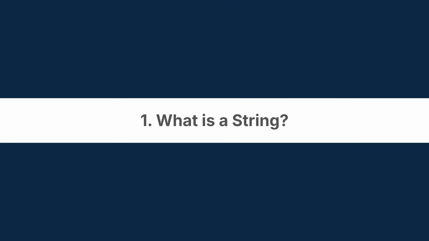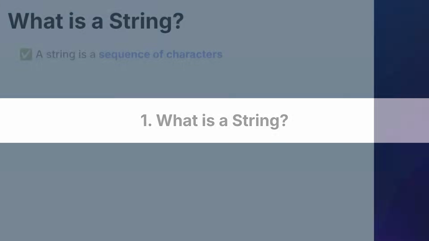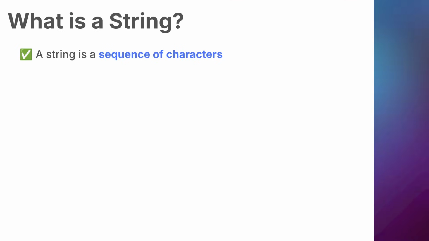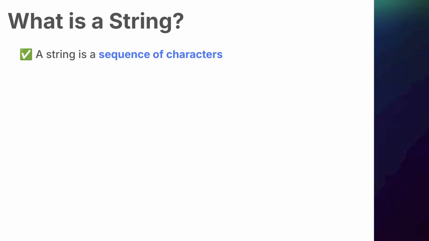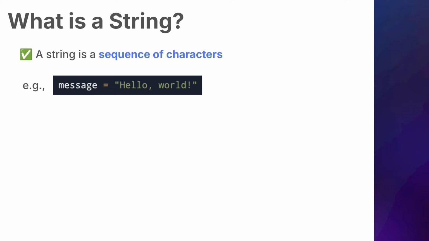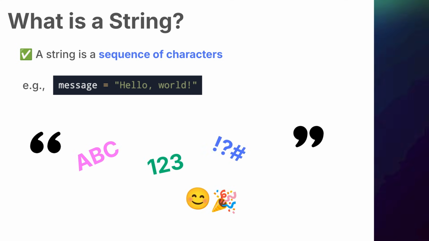What is a string? A string is a sequence of characters, like letters, numbers, symbols, or even emojis. Think of it like a line of text inside quotes. In Python, it looks like this. Strings are always enclosed in single or double quotes. They are anything inside quotes like letters, numbers, symbols, or even emojis.